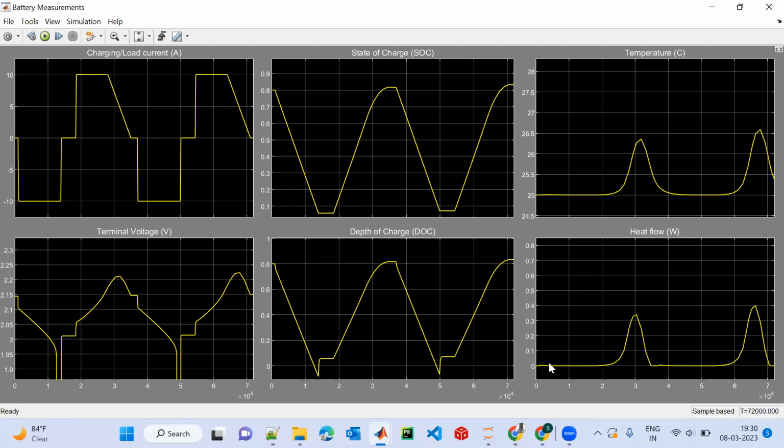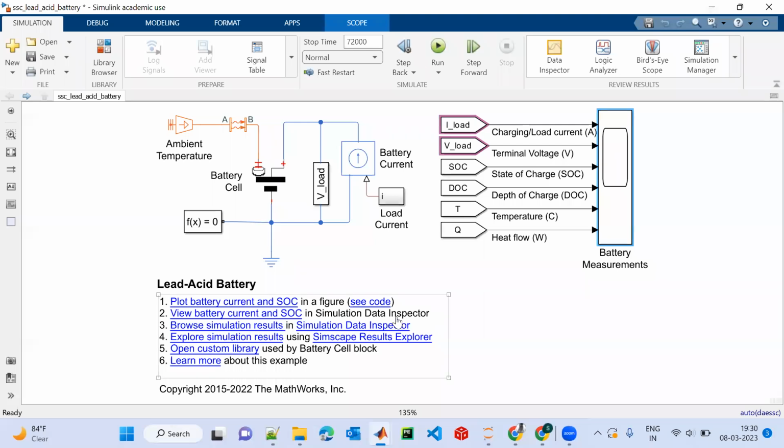This is the heat flow, and the unit is watt. As the temperature is rising, that means heat flow is happening. That's why here the maximum heat flow has happened. Then also here again heat flow has happened. We can see here. So like this, we can model and simulate a lead acid battery that is already available.